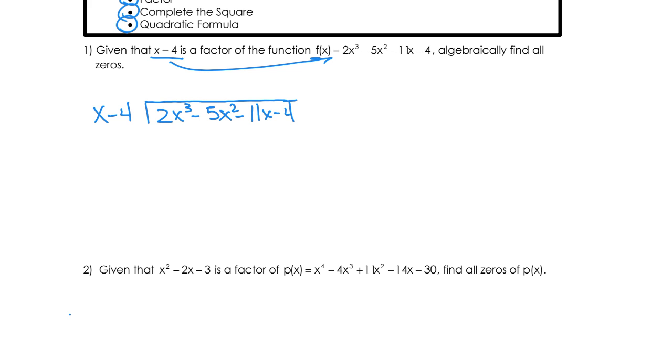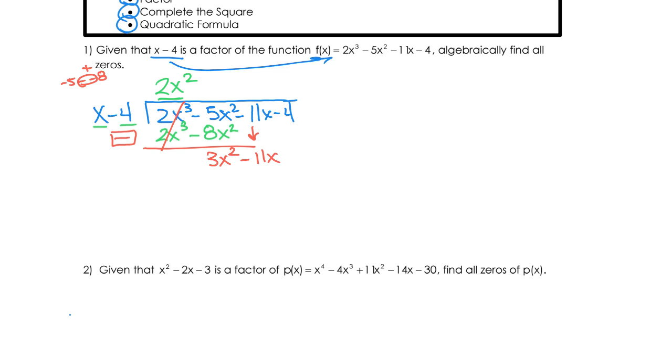Up at the top, we're going to need a 2x squared, so that the 2x squared times the x is 2x cubed, and the 2x squared times the negative 4 is a negative 8x squared. We're going to put in our subtraction. 2x cubed minus 2x cubed cancel. Then we have a negative 5x squared minus a negative 8x squared, which is negative 5 plus 8, which is 3x squared. All right, bring down our minus 11x.